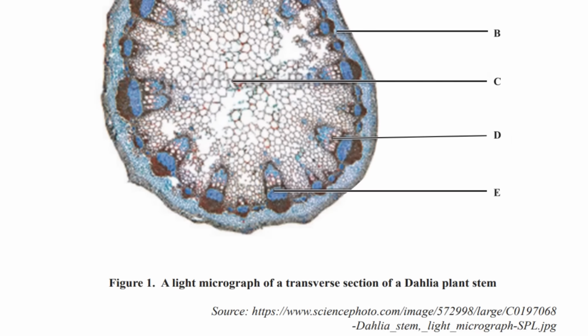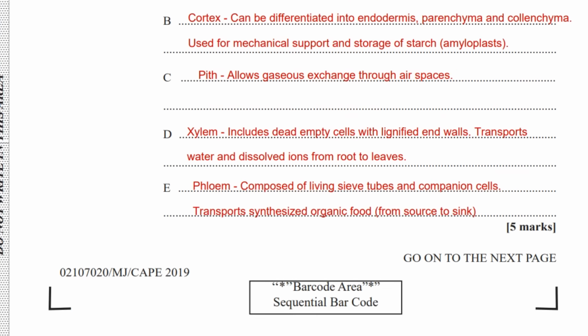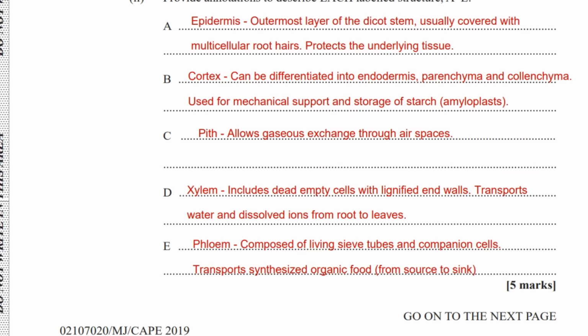And D and E is the xylem and the phloem. The xylem and the phloem, again, you don't have to put too much, it's just the basic stuff. You have your xylem, which is basically dead empty cells. The walls are lined with lignin, which is a very, very tough material, kind of like equivalent to cartilage, except cartilage is alive. And what it does is that it holds up the xylem.